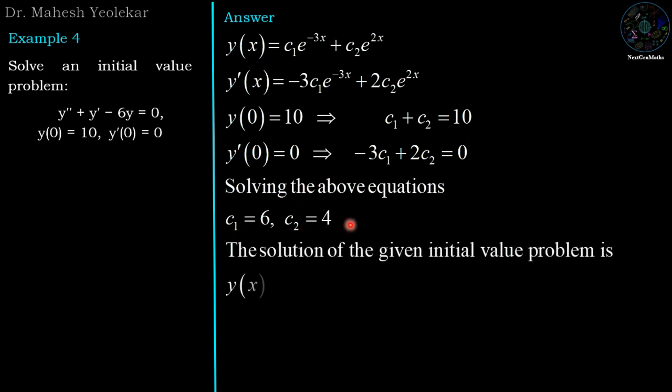Therefore, the solution is y(x) equals 6 e^(-3x) plus 4 e^(2x). So it is the solution of the given initial value problem. This way we are able to find the solution of a second order homogeneous linear differential equation.